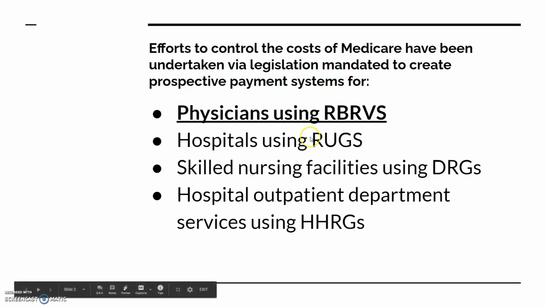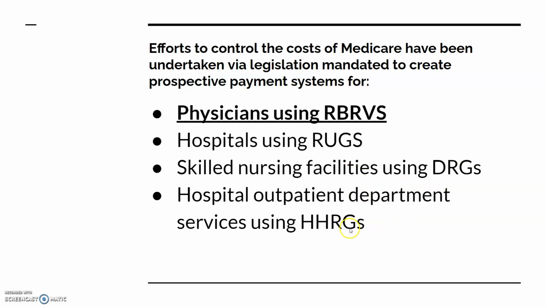All of these other items, the RUGs, the DRGs, the home health resource groups, are all prospective payment systems as well, but they're mismatched. RUGs go with skilled nursing facilities, DRGs go with hospitals, and home health resource groups go with home health services, obviously. So none of the bottom three statements actually make sense. The top one is the only one that's a true match.